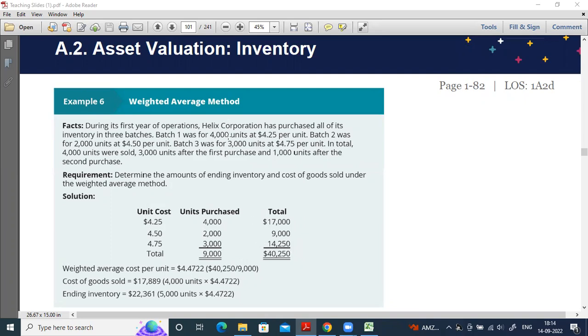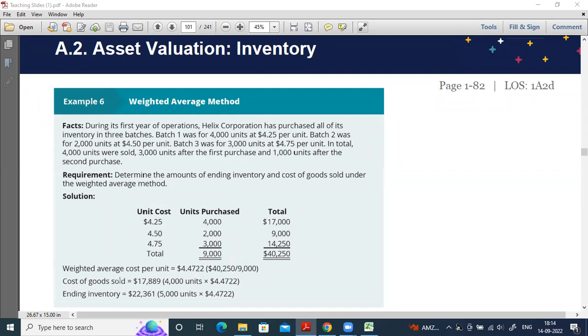How many units they purchased? First 4,000, second 2,000, third 3,000. So the total units will be 9,000. So the weighted average cost per unit would be amount divided by units, that is 40,250 divided by 9,000. So you got the weighted average cost per unit as 4.47.